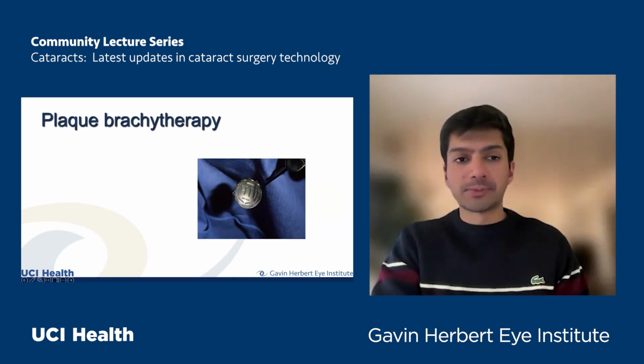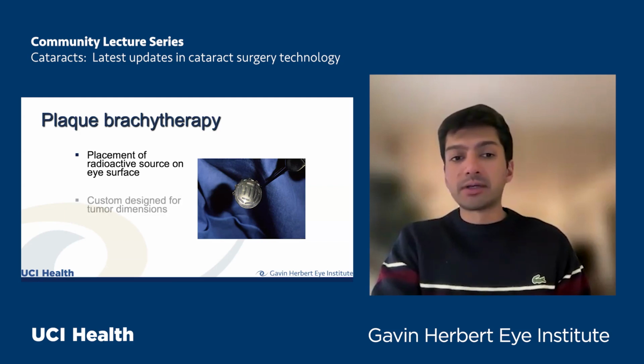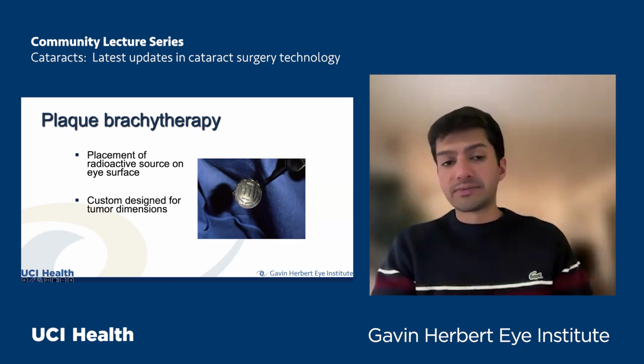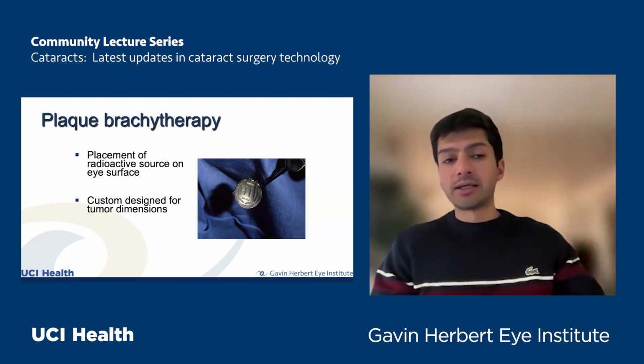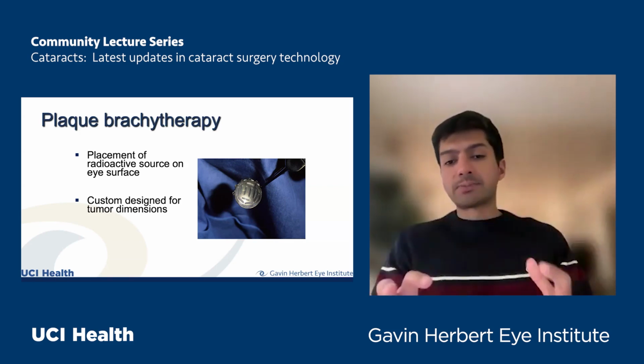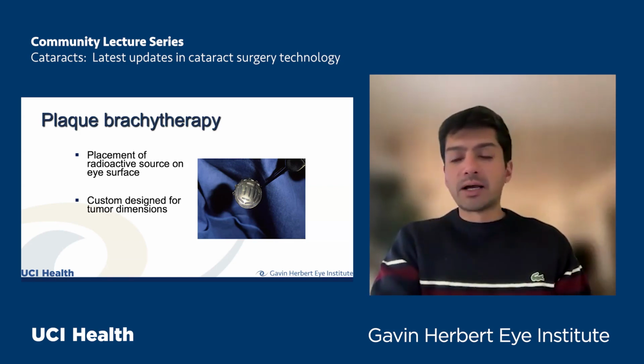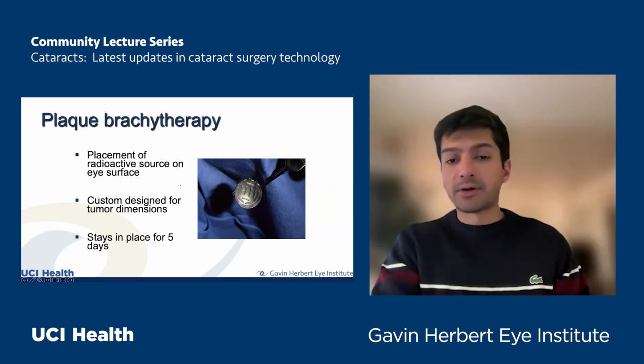And so I want to end with one thing that we are offering at UCI, a plaque brachytherapy that we've now built this program in which it's the placement of a radioactive source on the eye surface. It's very small, the size of a nickel, and we can custom design it with a third party company so that it fits perfectly to be able to treat a melanoma or a cancerous lesion in the back part of the eye.